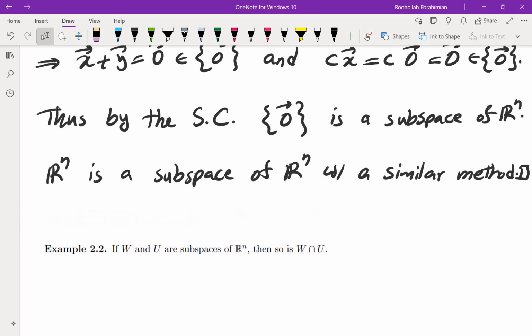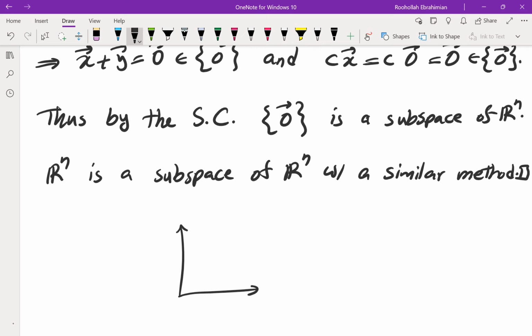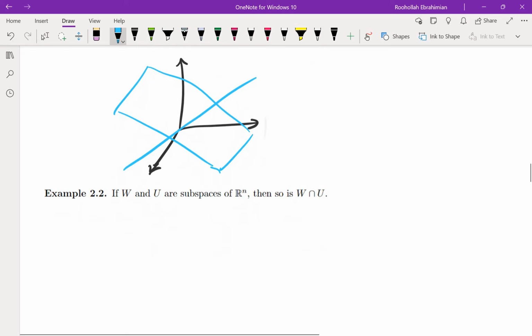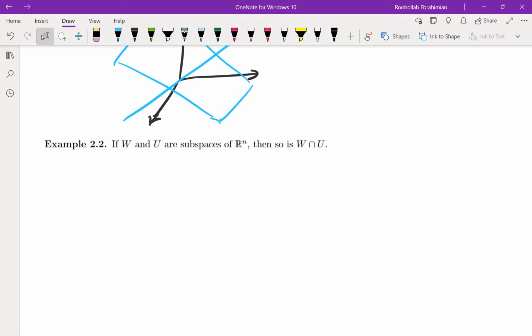So we have now three examples of subspaces. In general, you want to think about subspaces as lines or planes that go through the origin. So in 3D, if you look at a line through the origin, you'll get a subspace. Or if you look at a plane through the origin, you will get a subspace. So any line or plane going through the origin would be a subspace. Okay, so let's look at one more example. If W and U are subspaces of Rn, then so is their intersection.